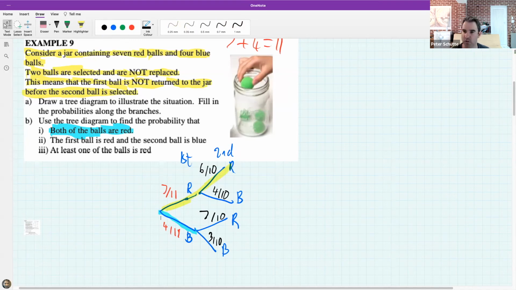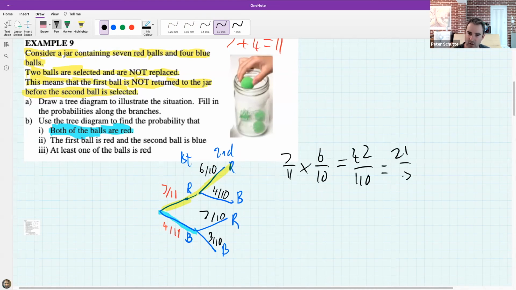Okay, William, let's go to you. What is your answer, William? My answer is 21 over 55. 21 over 55. I think I get the same as you. I would have done 7 over 11 times 6 over 10, which is 42 over 110, which is the same as 21 over 55. William, high five. Fantastic.